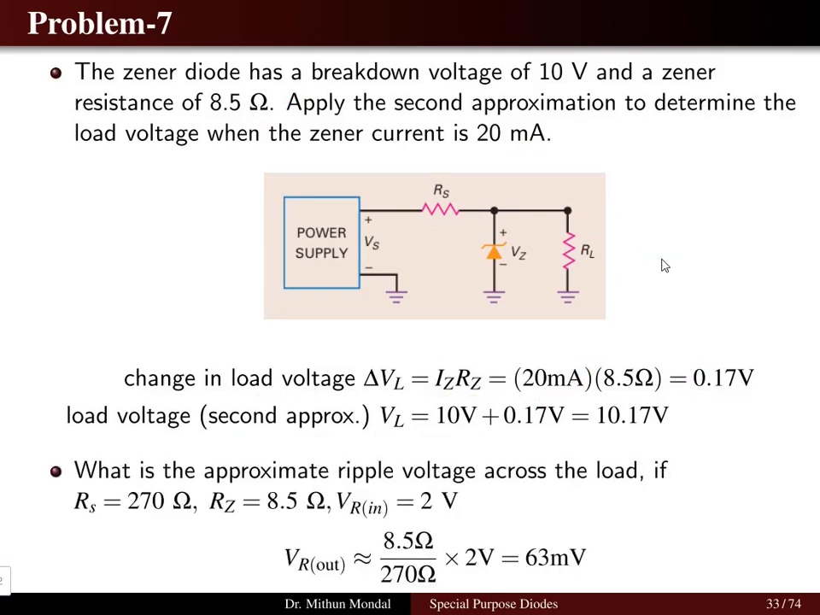Second point of the problem, what is the approximate ripple voltage across the load? Given the source resistance is 270 ohms and the Zener resistance is 8.5 ohms, input ripple voltage is 2 volt. So we have seen the formula for VR out, where we have the resistance of the Zener diode, which is 8.5 ohms, divided by the source resistance, which is 270 ohms, multiplied with the input voltage, which is 2 volt. It gives 63 millivolt as the ripple voltage.